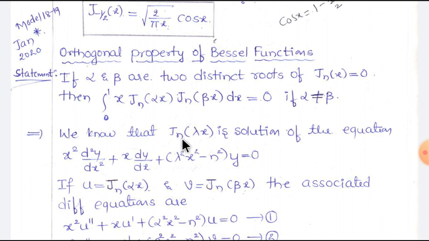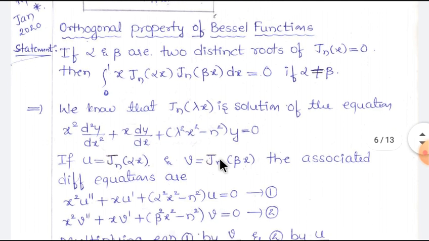We know that J_n(lambda x) is the solution of Bessel's differential equation x^2 d^2y/dx^2 + x dy/dx + (lambda^2 x^2 - n^2) y = 0. Consider u equal to J_n(alpha x) and v equal to J_n(beta x). The associated differential equations are: in the first case take y equal to u, we get one equation. Second, take y equal to v, we get another equation.